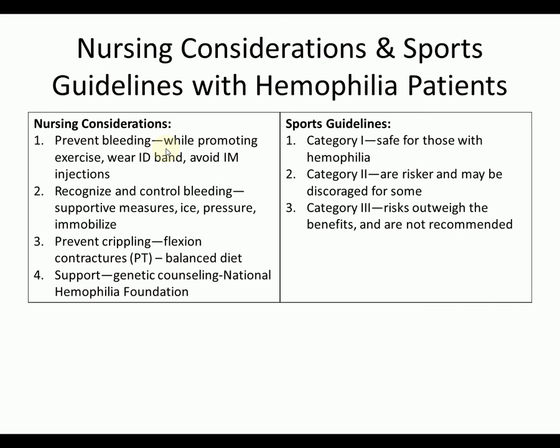Sporting guidelines. There are 3 categories for sporting guidelines. Category 1 is safe for those with hemophilia, category 2 are those that are riskier and may be discouraged for some, and then there's category 3, which is where risk outweighs the benefit, and they are not recommended. Okay.